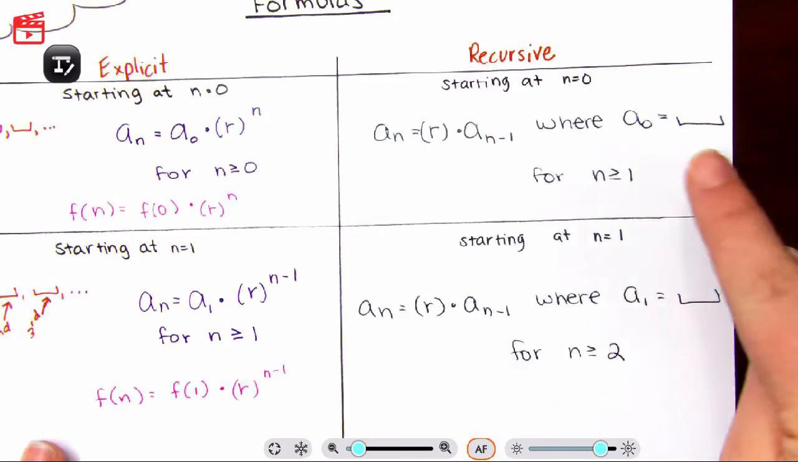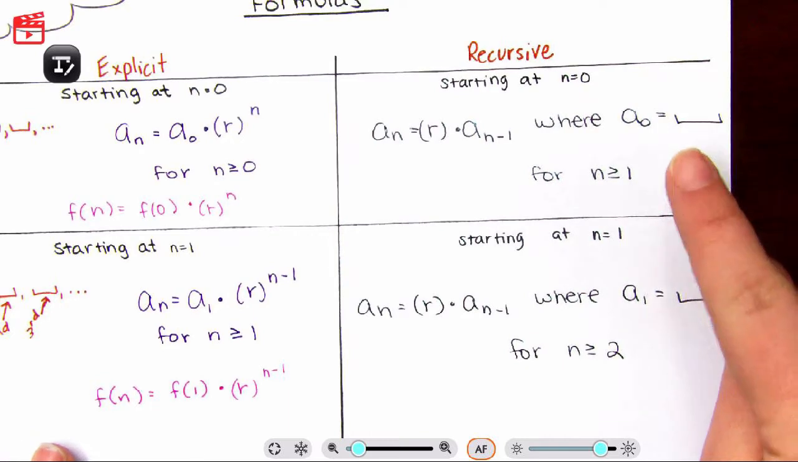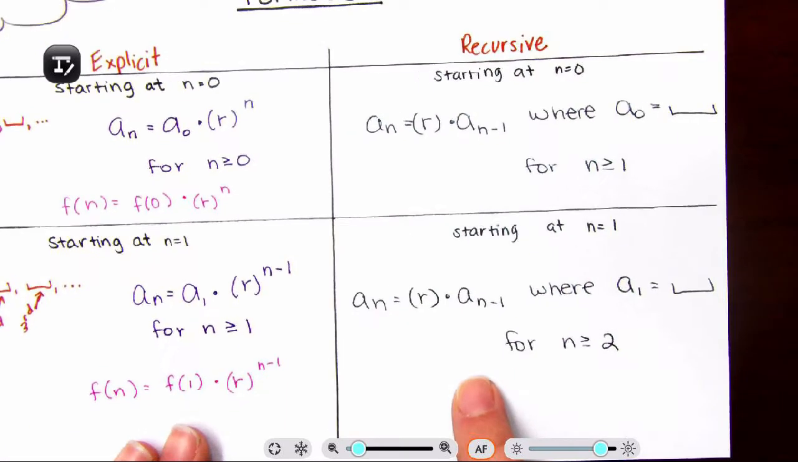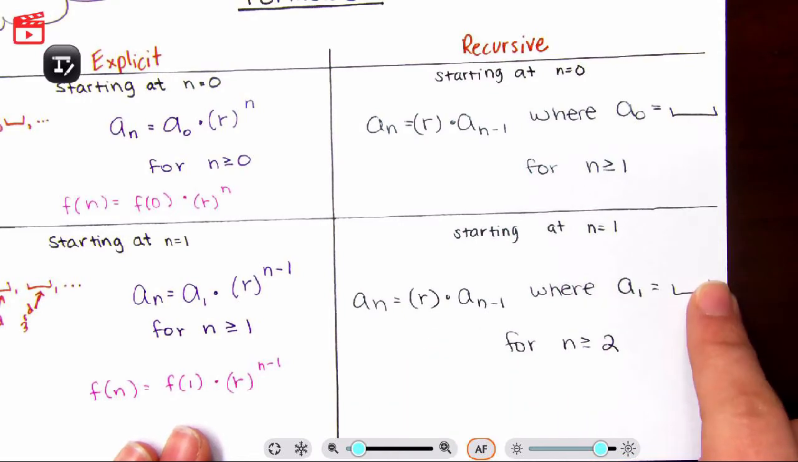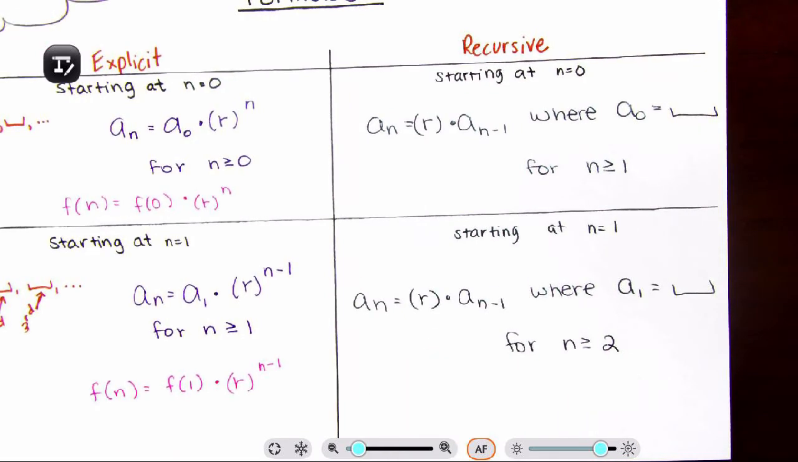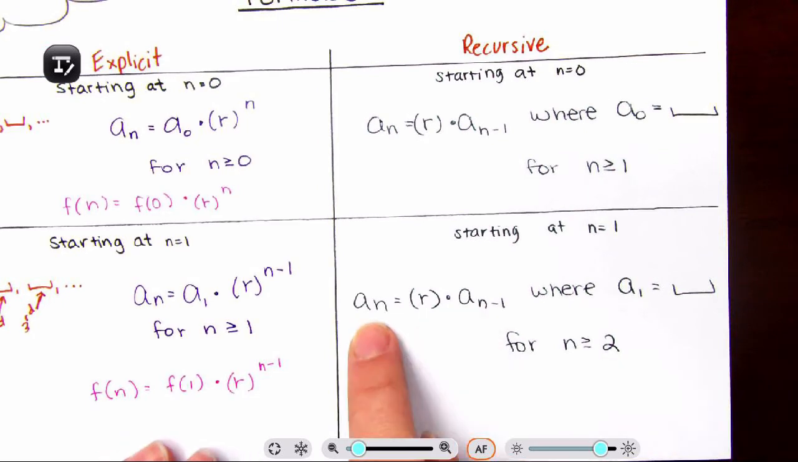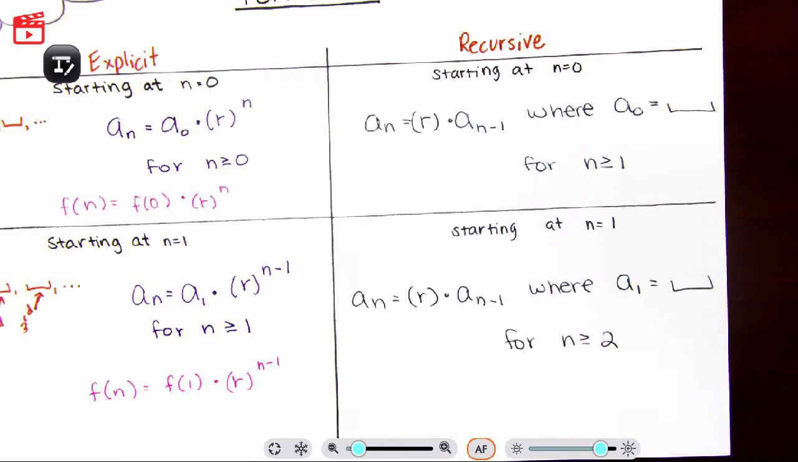So just like when we had recursive starting at position 0, now we have recursive starting at position 1. So in the first position, you have to tell the reader what number is in that position, because all of the other numbers depend on the ones that come before it. All right, let's go ahead and do some examples.